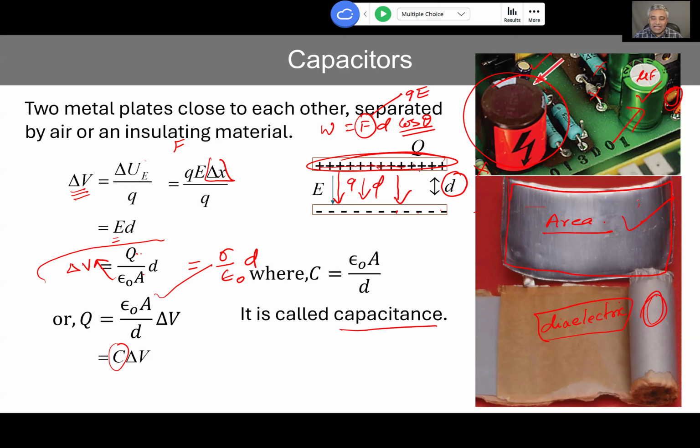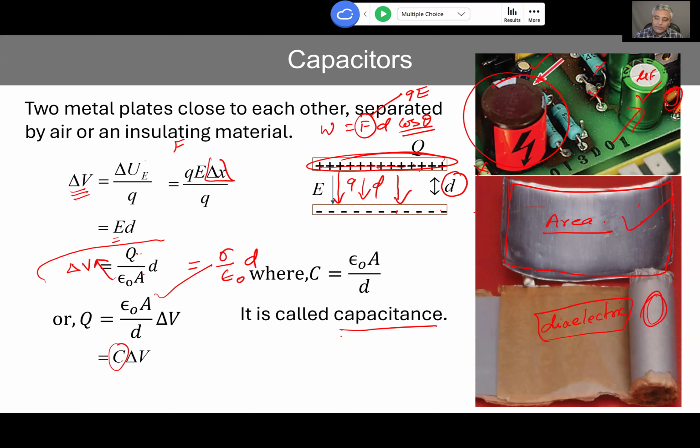So when we say it has larger capacity, that means it can store more charge. It's like, let's say, a trash can. If the trash can is bigger, then we can store more trash. So same idea here. The larger the capacity, the larger the amount of charge we can store.